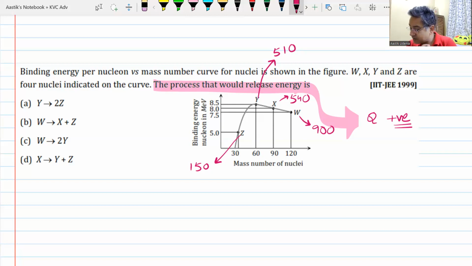The binding energy of the product should be more. If you look at this one, 2Z is 300. It's less than 510. Not possible. W is equal to X plus Z. If you add X plus Z, it will be 690 and W is 900. This is also not possible, so this goes away.